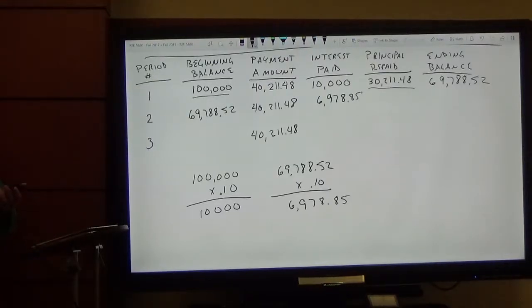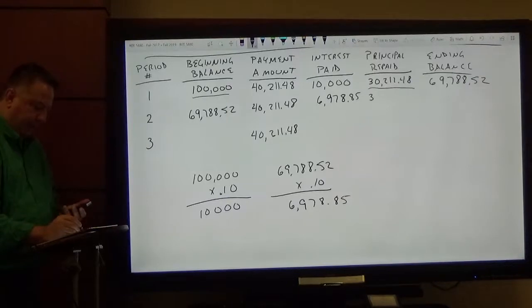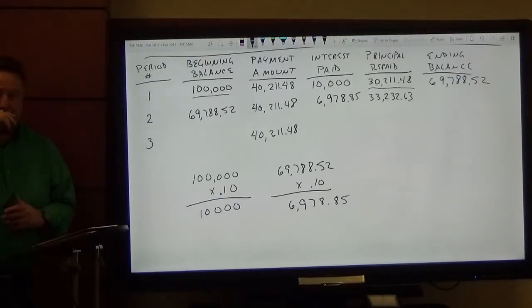Now, you're going to take and you're going to subtract the interest paid from the payment amount. And so the principal that has been repaid for the second year is $33,232.63. Okay?